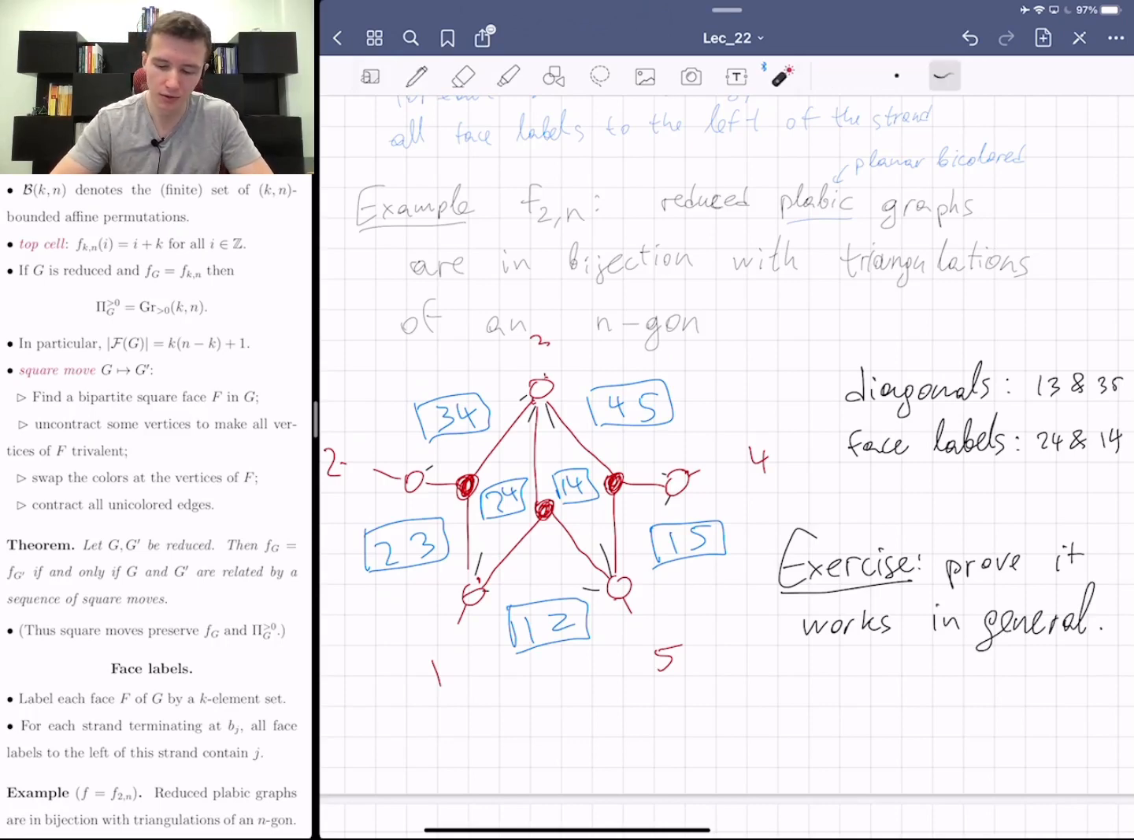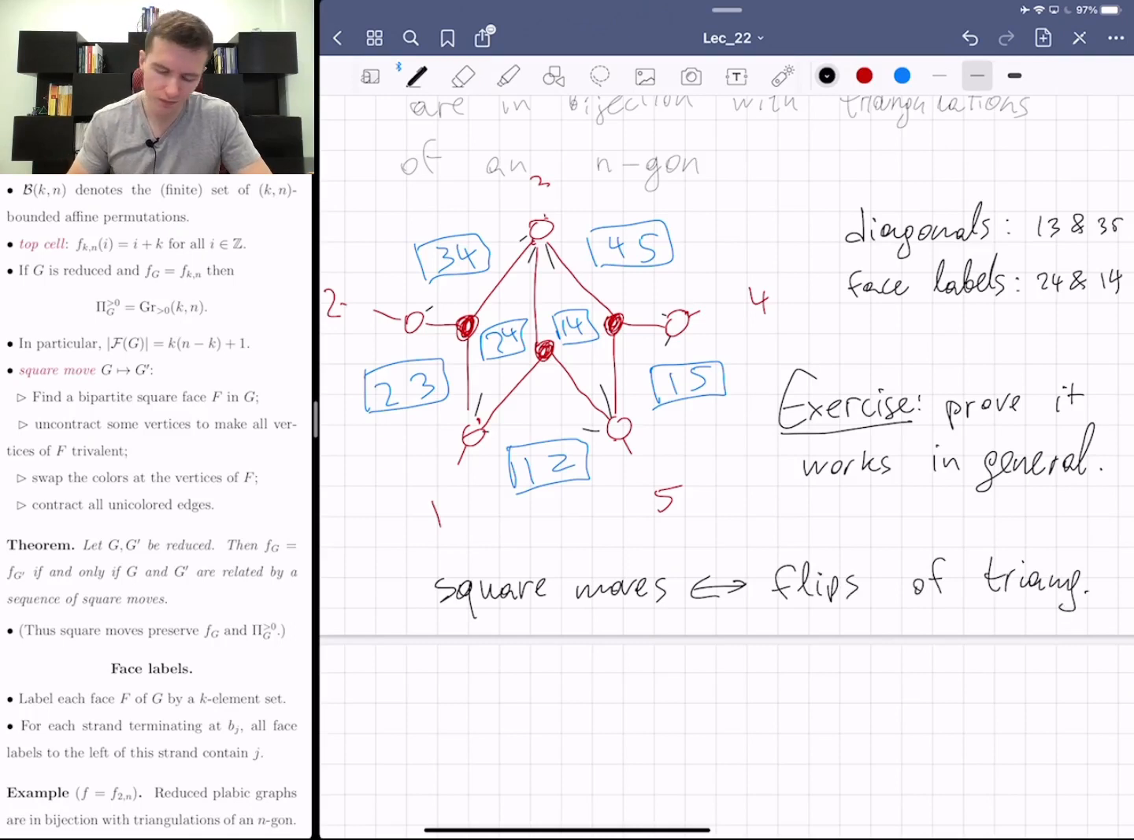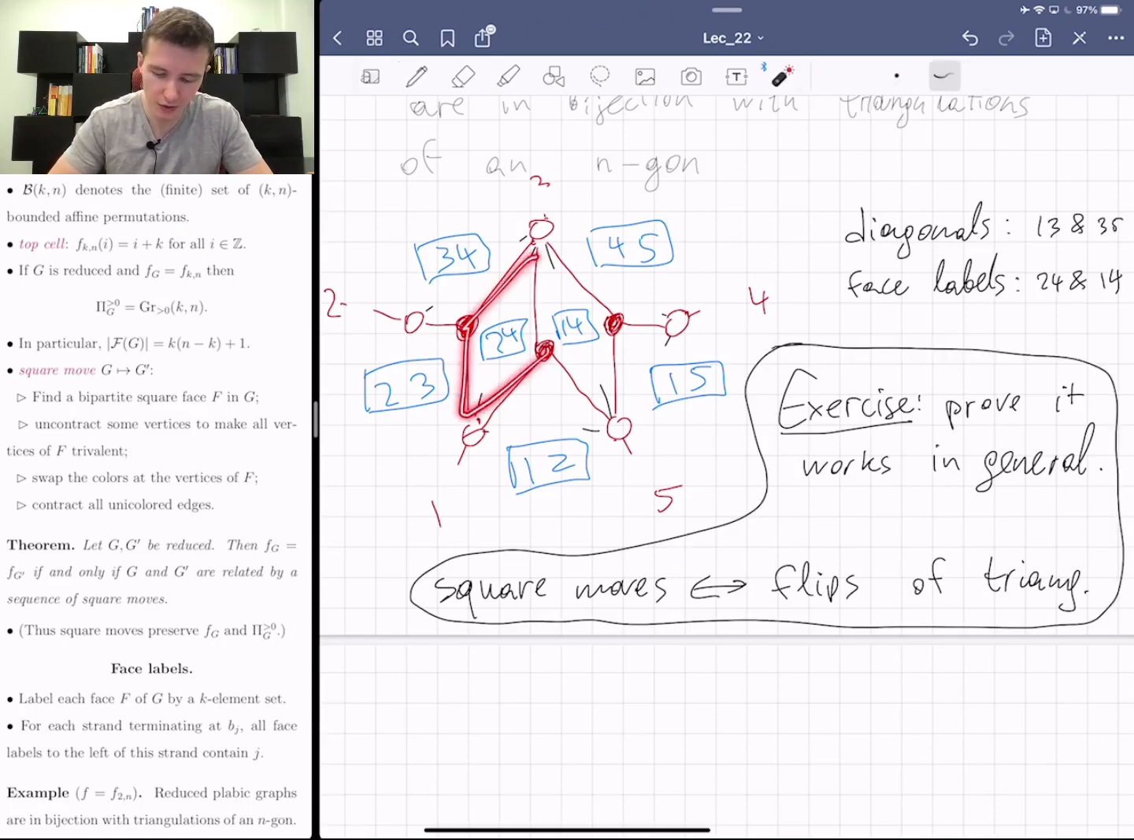Well, in general, I mean still k is equal to 2, but just arbitrary triangulations. But the point is that the reduced graphs are in bijection with triangulations, and what do the square moves correspond to? The flips of triangulations. Maybe I should make this all a big exercise. So the exercise is you apply your square move, and then you see that instead of 2, 4, you're going to get some other face label, which is going to be the other diagonal in your triangulation.